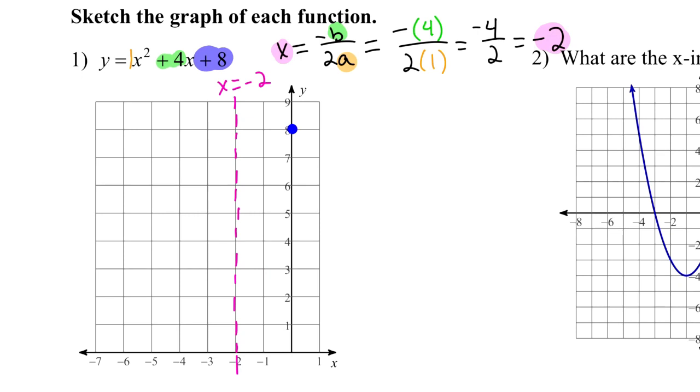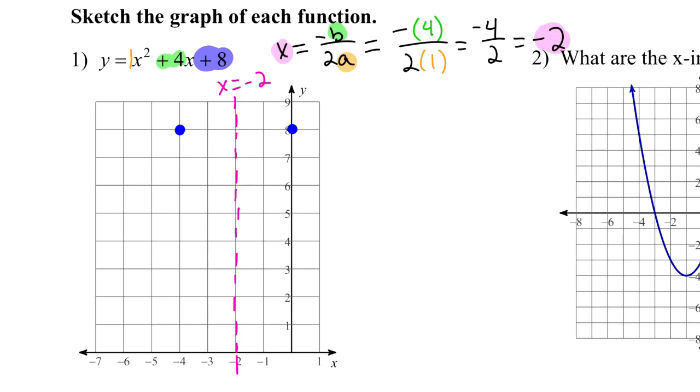Because that's our axis of symmetry, I can take this point and reflect it across the axis, noticing that it's 2 units away, 2 horizontal units away from the axis of symmetry. And so then there's going to be another point right there reflected across the axis. So it'll be right there.